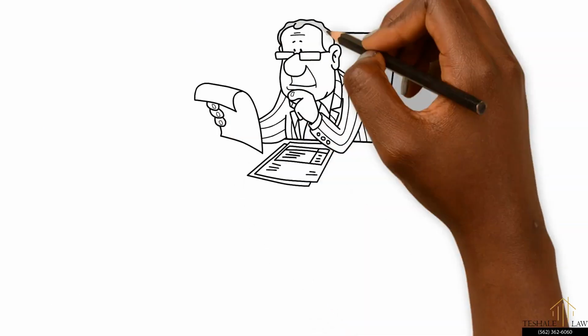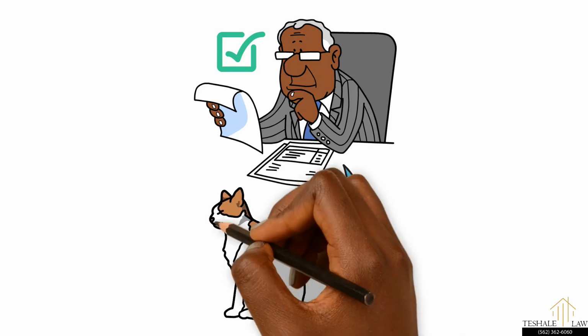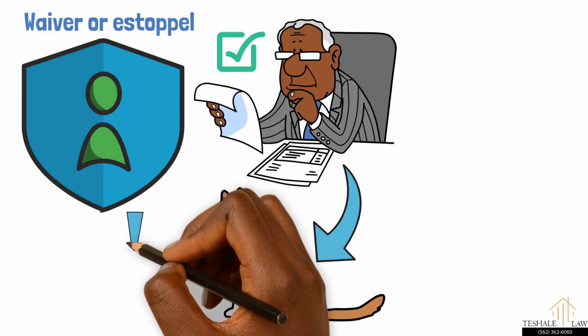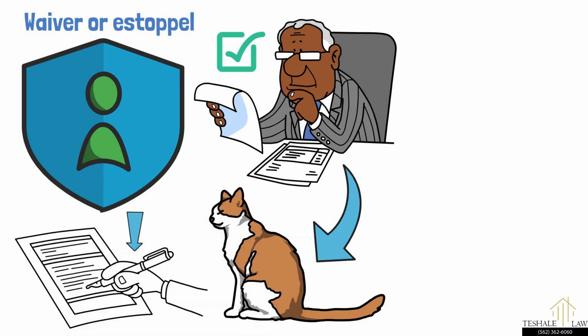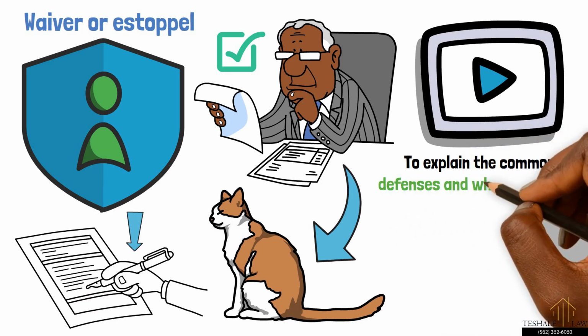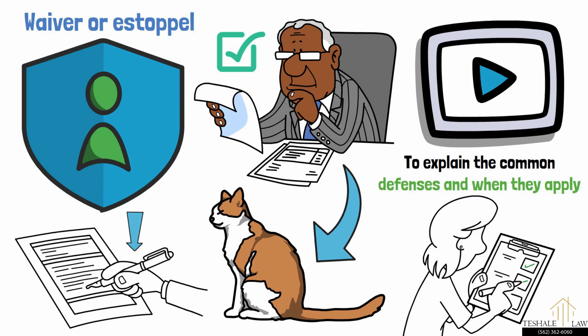Another example is if the landlord has consistently accepted rent payments despite knowing about the pet, this could be an affirmative defense of waiver or estoppel. There are many defenses that can be asserted in an answer, and we will continue to create videos to explain the common defenses and when they apply. Filing an answer is the most common response to an eviction lawsuit.